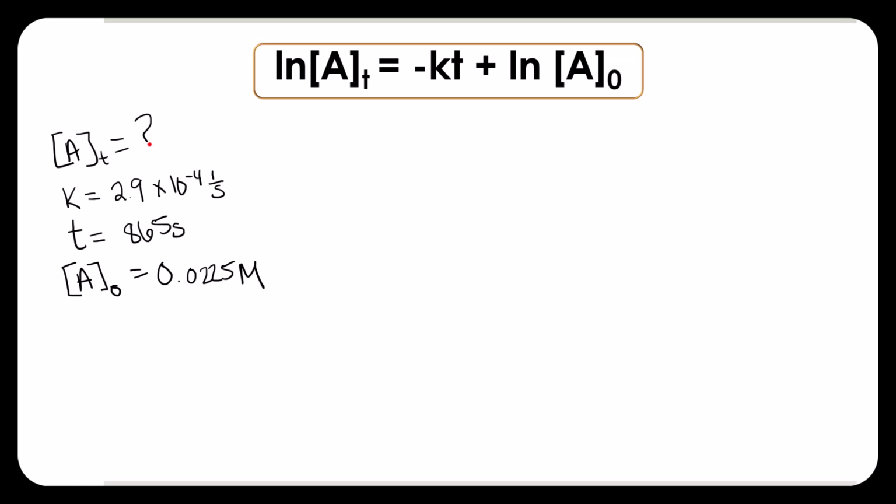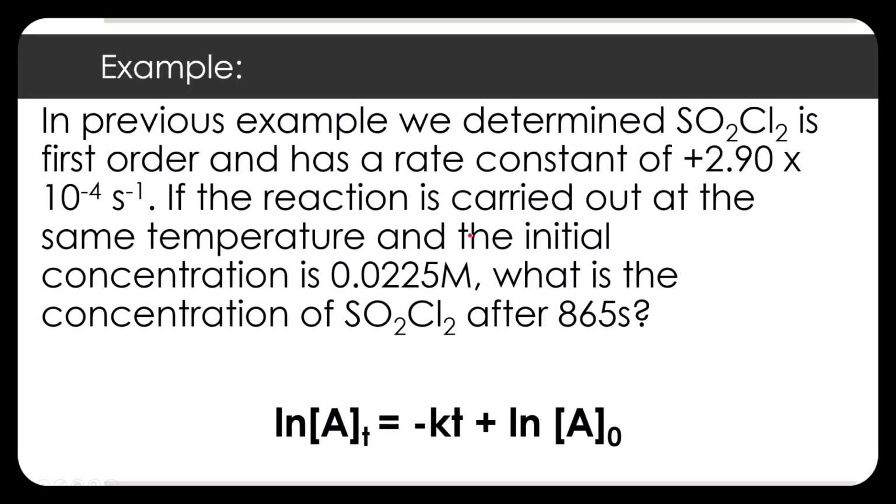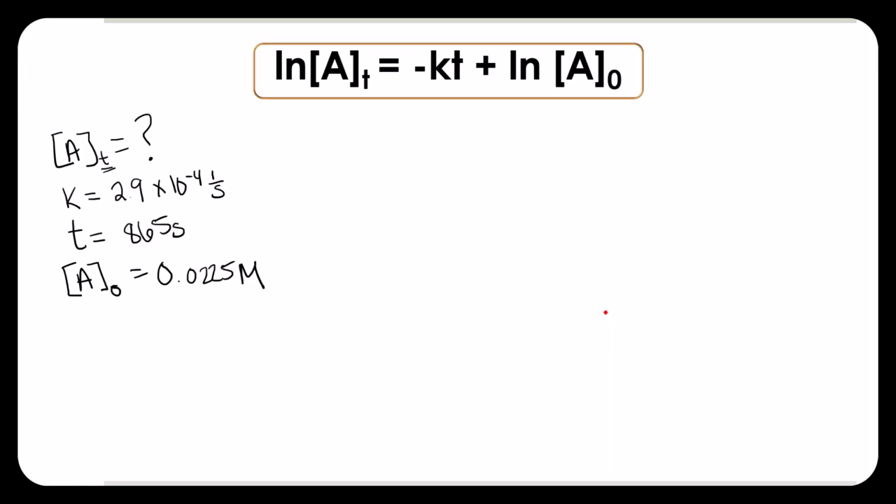So the only variable that we don't have is the concentration of A at time t, but that's exactly what it's asking for. What is the concentration after this much time has gone by? So that's what it's asking for. All right, so now that I know what I have, we're going to plug this into our equation and chug our way through it.